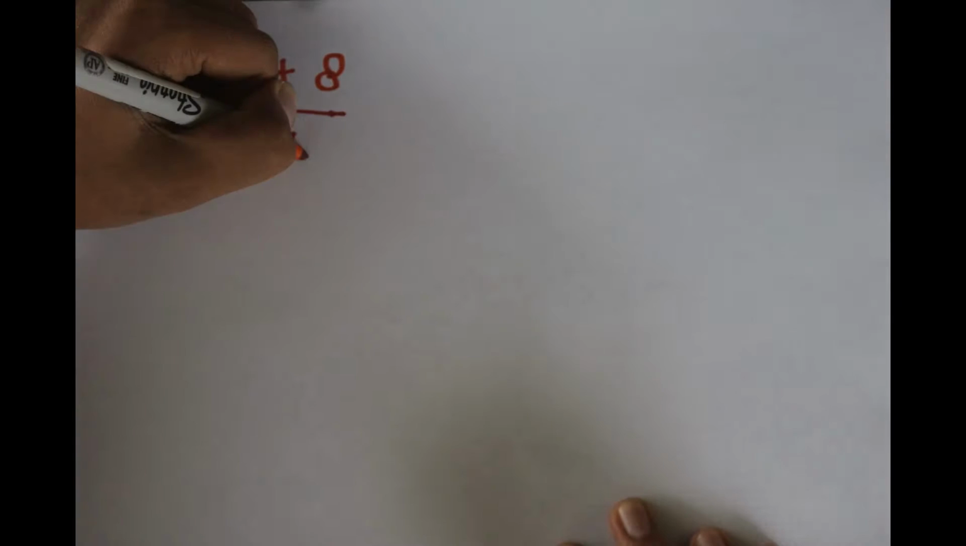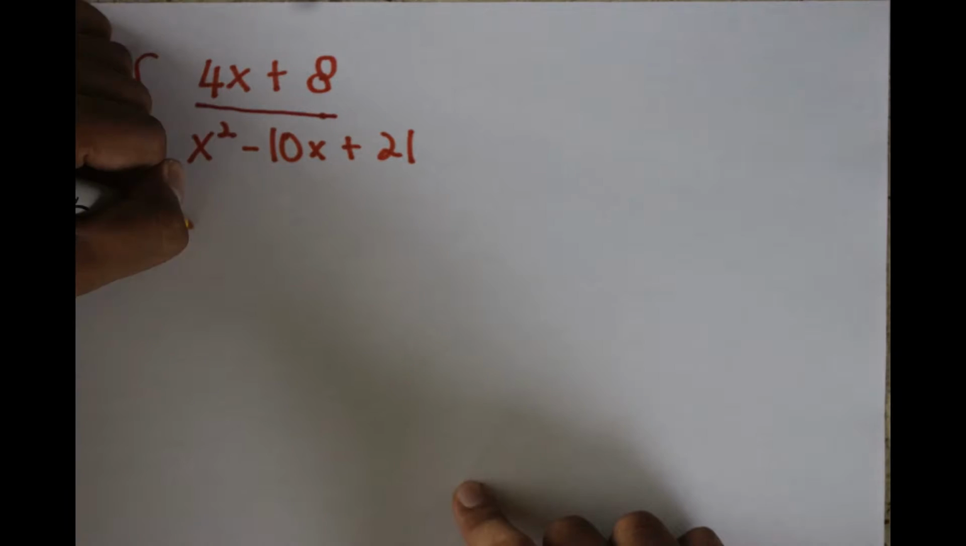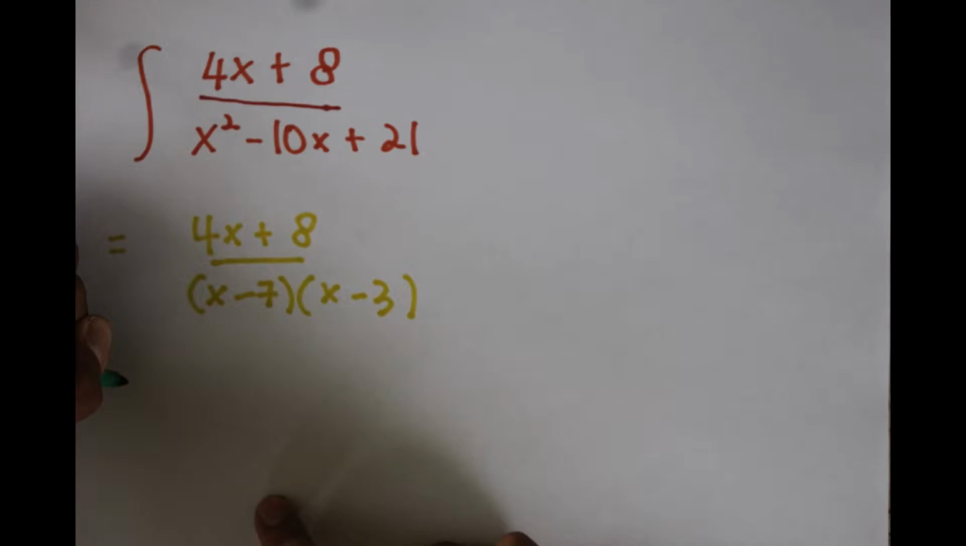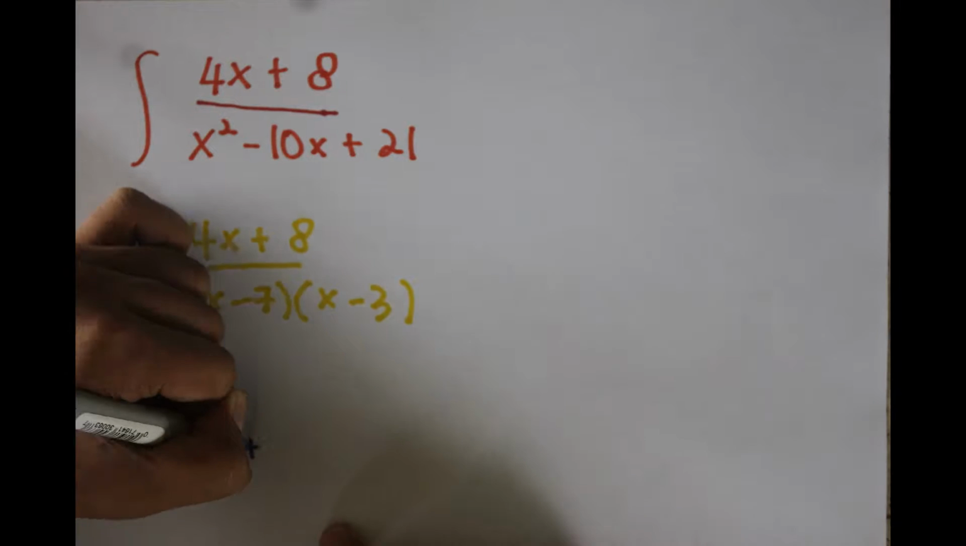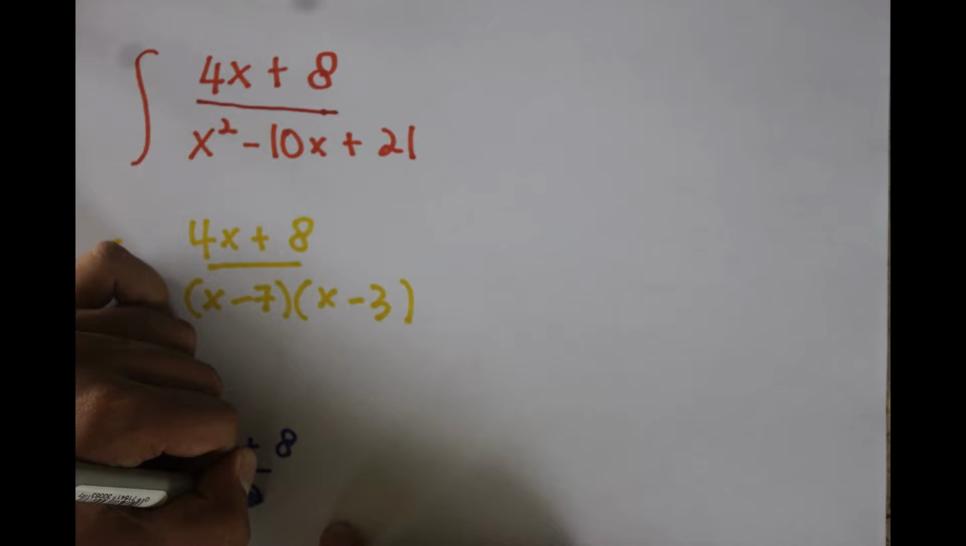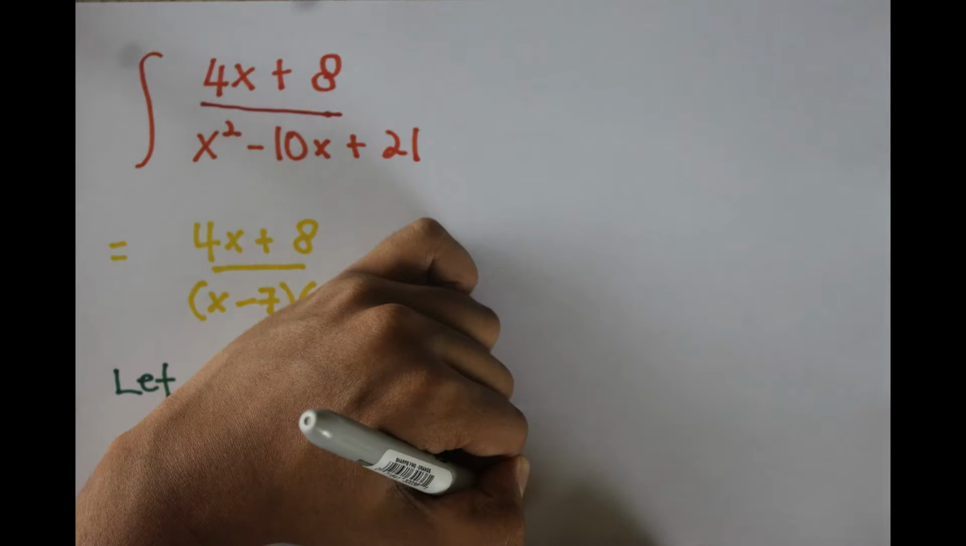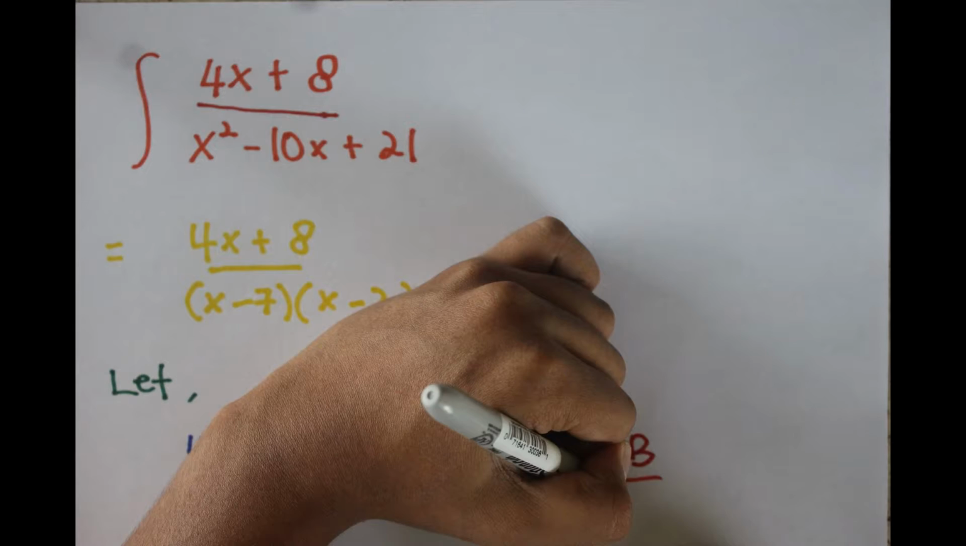Let's start with this question. Since we cannot directly integrate the expression, we must first transform it into a partial fraction. Firstly, factorize the denominator. Using the linear factor rule, we will get. After that, multiply the whole expression by x minus 7, x minus 3 to get.